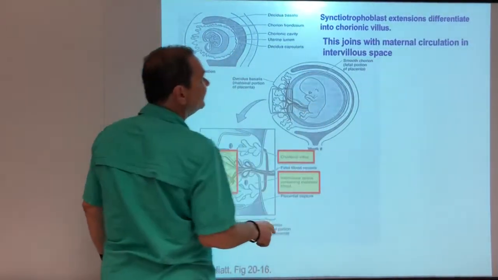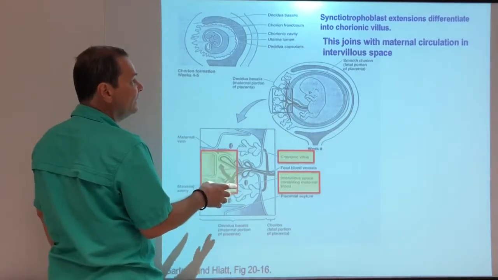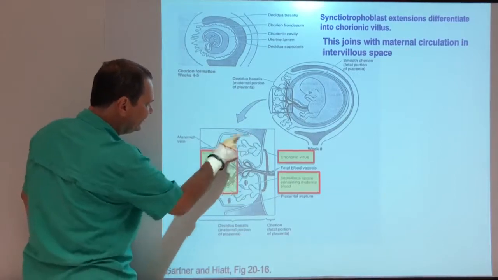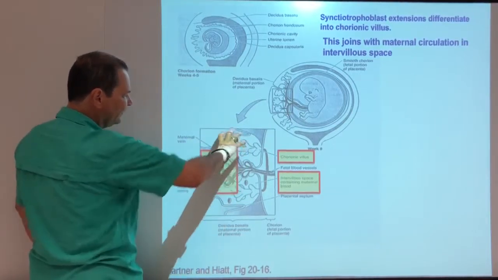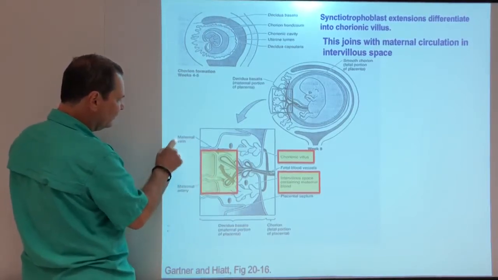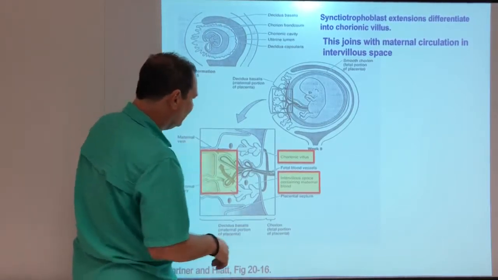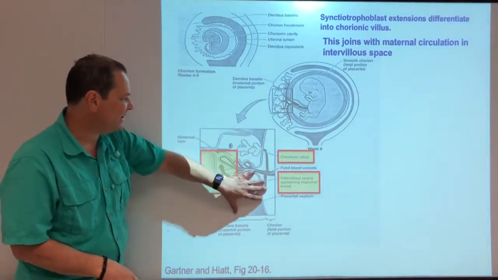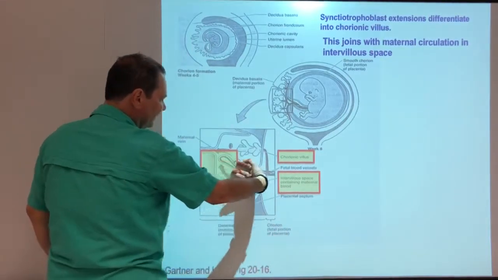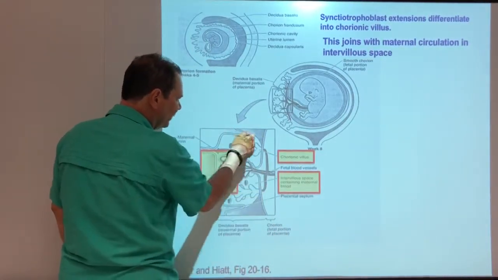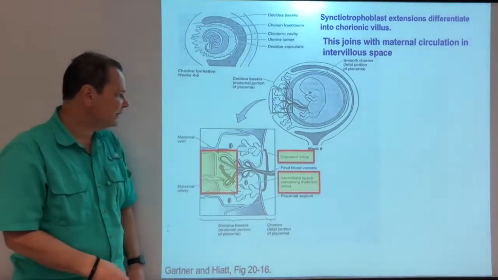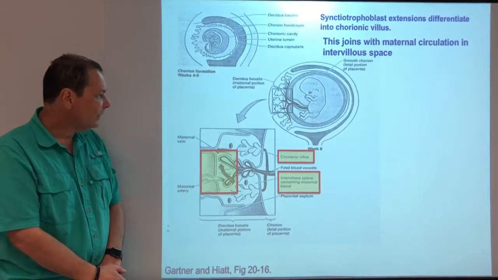So this chorionic villus joins the maternal circulation in the intervillous space. That is here. This is the intervillous space. And so this is filled with maternal fluids. You can see the maternal artery here, the maternal vein here, draining out the fluids. So this is where the exchange takes place. You've got the fetal part of the placenta sticking in. You've got this space where the exchange takes place between the maternal fluids and the fetal blood, okay?